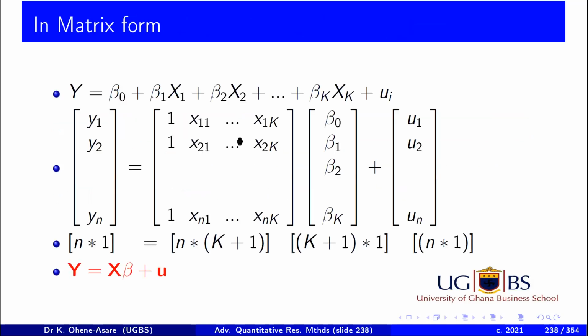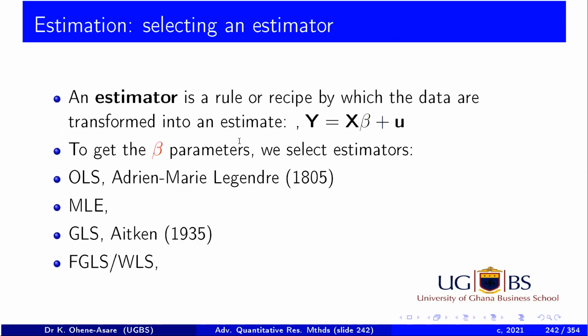There are several ways, several methods of arriving at the beta parameter. The approach is known as an estimator. The estimator is like a rule or recipe where the data is transformed into an estimate. And you can see that for that beta value, we now got a numerical value. So in order to get the actual value of the beta parameter, we need to use one of these estimators.